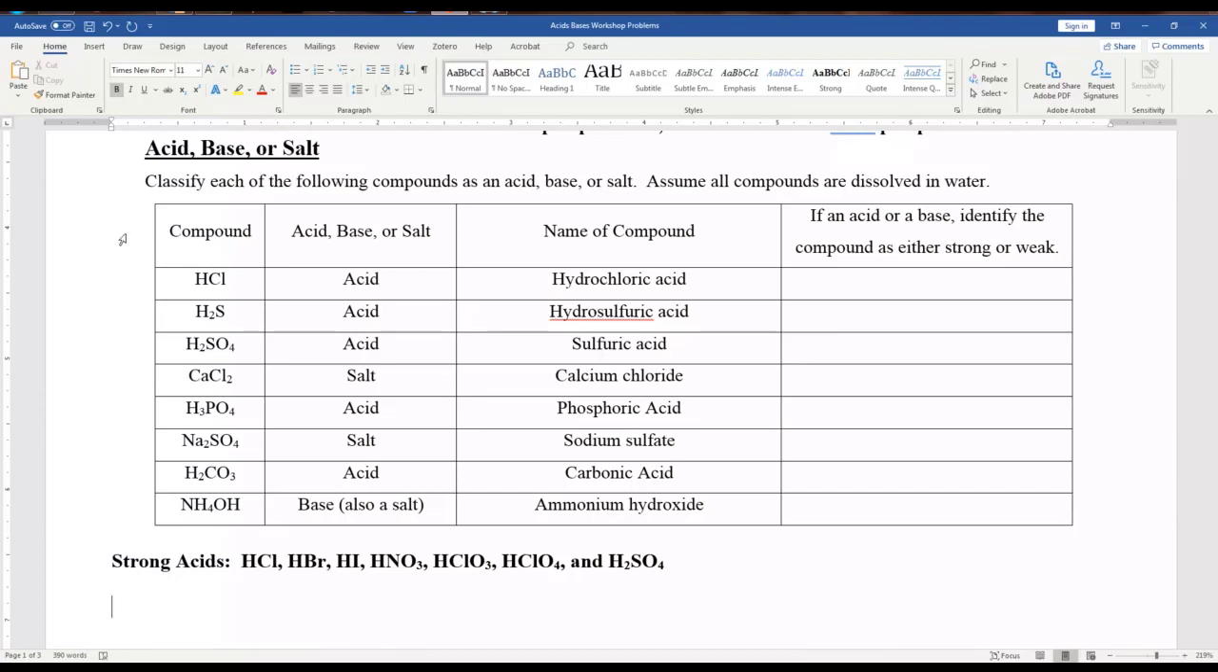There are also strong bases. And the strong bases are your soluble metal hydroxides.